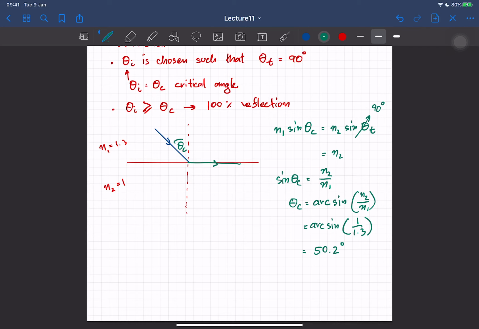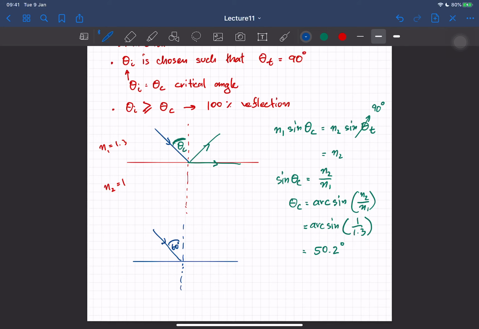So what does it mean? It means that if you shine in the light such that the incident angle is 50.2 degrees, which is the critical angle, or more, then you're gonna have 100% reflection and you're gonna have no transmitted light. Okay, so that means if you shine in, let me draw another picture. So that means if you shine in the light at, let's say, 60 degrees, okay, for this particular pair.